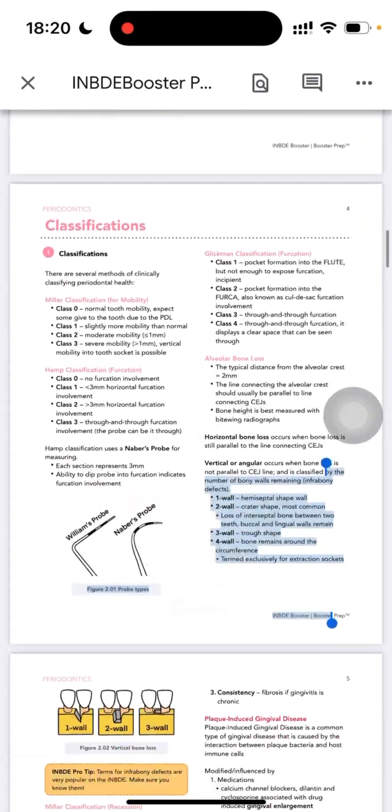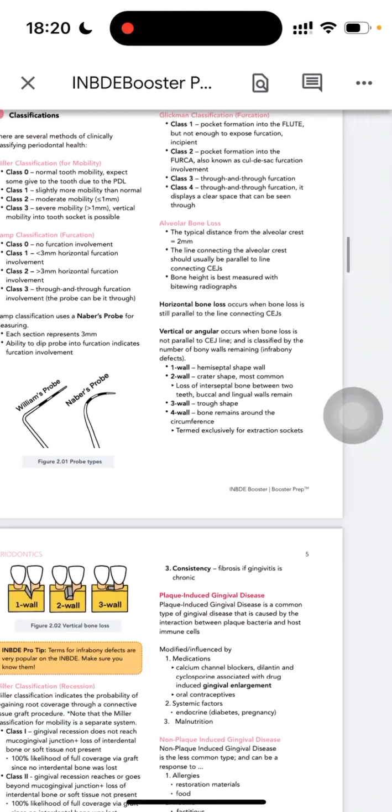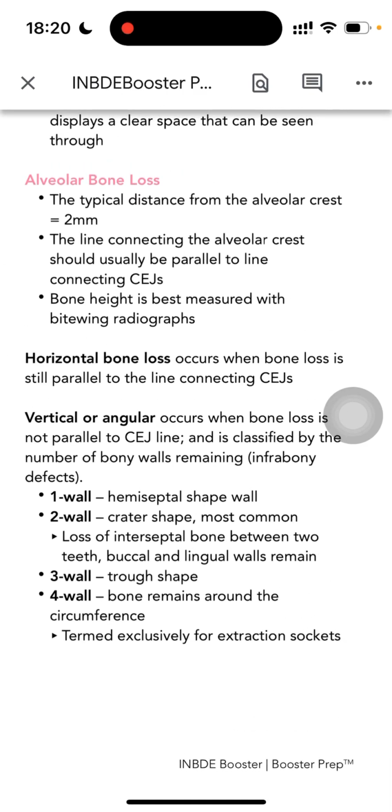Alveolar bone loss. The typical distance from the CEJ to the alveolar crest is 2 mm. The line connecting the alveolar crests should usually be parallel to the line connecting the CEJs. Bone height is best measured with a bite-wing radiograph.